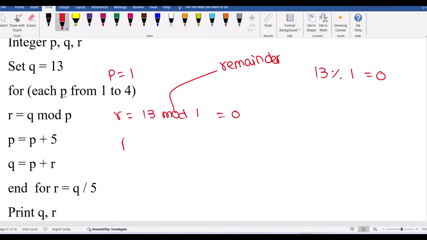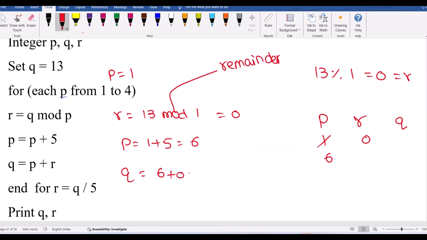P value is nothing but P plus 5. P is already 1. 1 plus 5 means 6. Q value is P plus R. 6 plus R value 0. You can put P value 1 becomes 6 actually. R value becomes 0. Now R, Q you are updating right now. Q is nothing but 6 plus 0, which is equal to 6. Okay. End for loop.